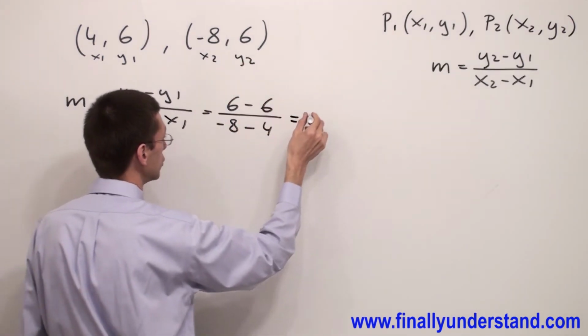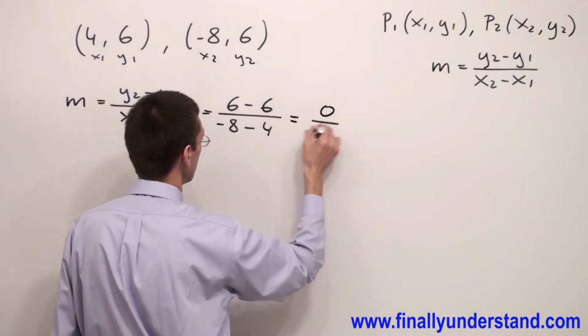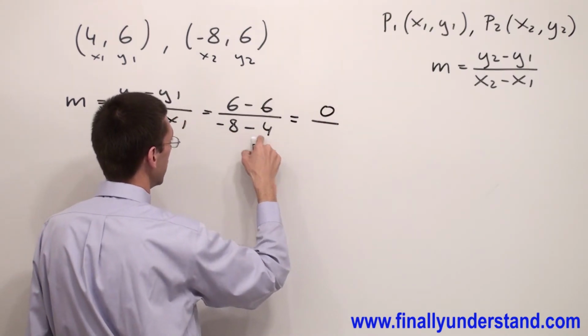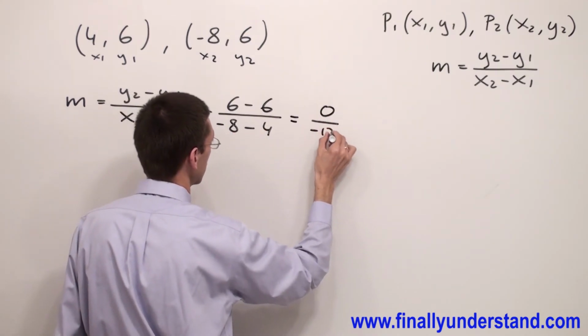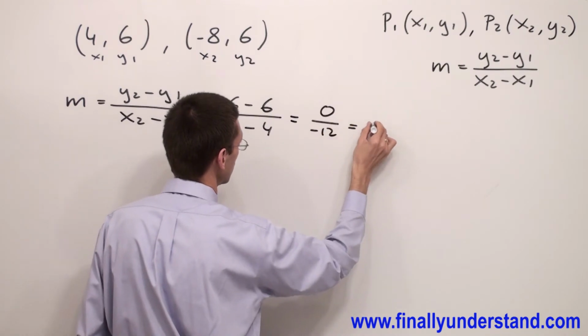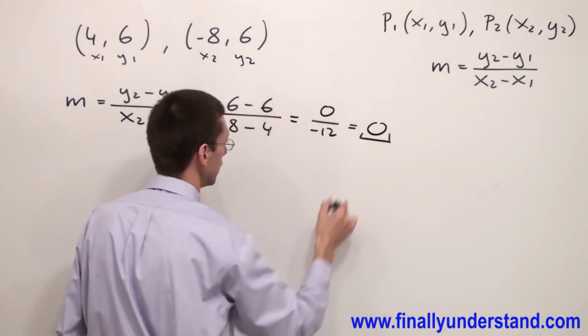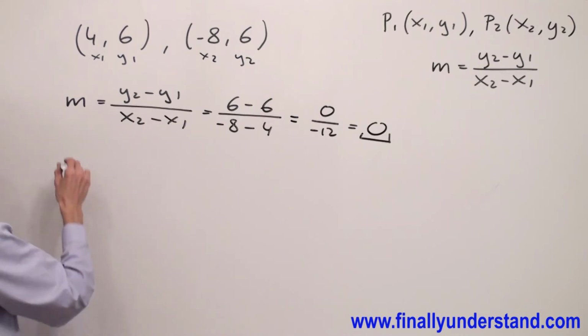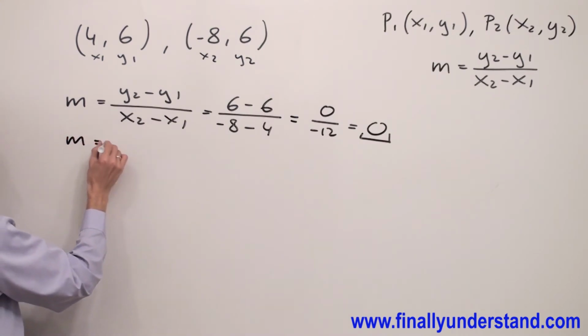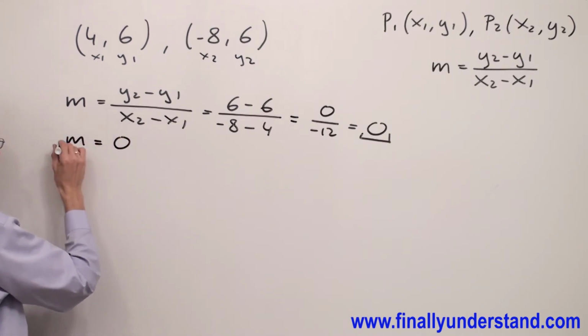6 minus 6 is equal to 0, over negative 8 minus 4, which is equal to negative 12. 0 divided by negative 12 is equal to 0. So my slope m is equal to 0.